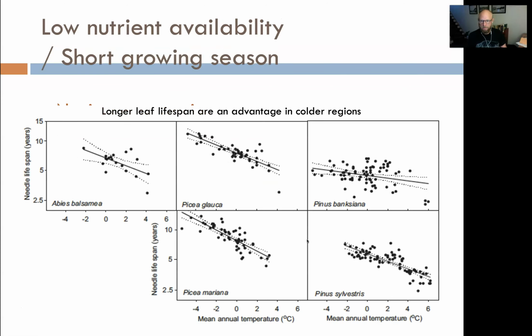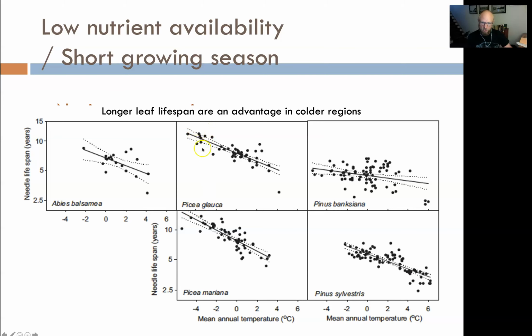Okay. The other thing, sorry, I'm not quite in sync with my slides right now. This graph shows the needle lifespan of 5 different evergreen gymnosperm trees. And what I like here is especially Picea mariana, which is adapted to cold conditions. On the y-axis of each of these is the mean annual temperature of where these samples were collected. And at the coldest places, you can see how high the leaf lifespan is. It's around 15 years for some of these individuals.